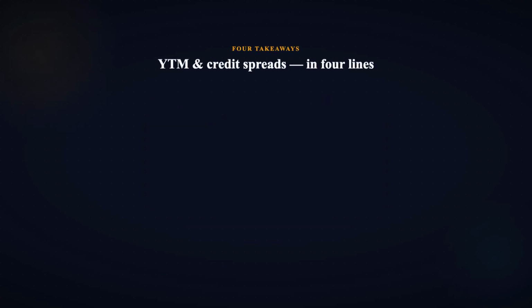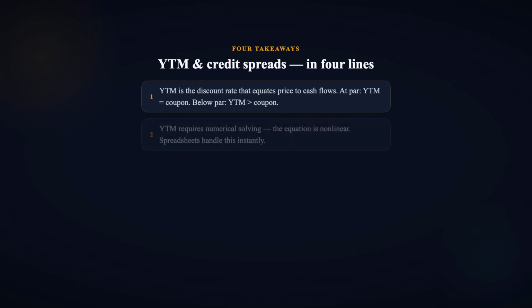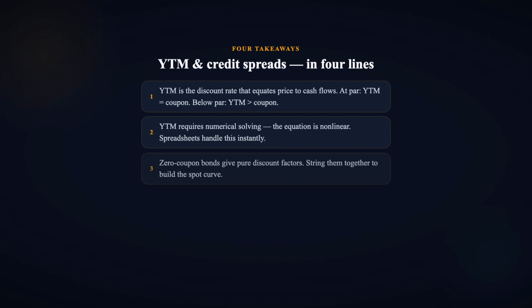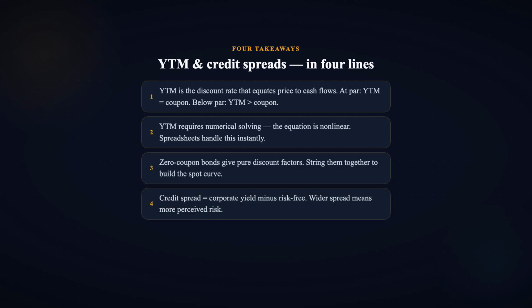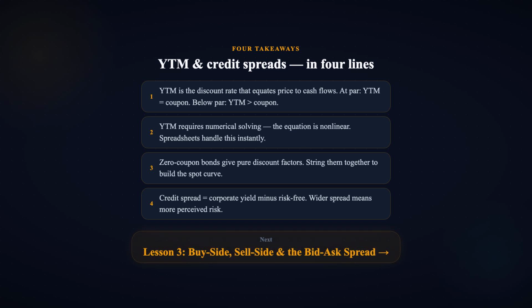Four takeaways from this lesson: 1. Yield to maturity is the single discount rate that equates a bond's price to the present value of its cash flows. When a bond trades at par, yield equals the coupon. Below par, yield exceeds the coupon. Above par, yield is less.